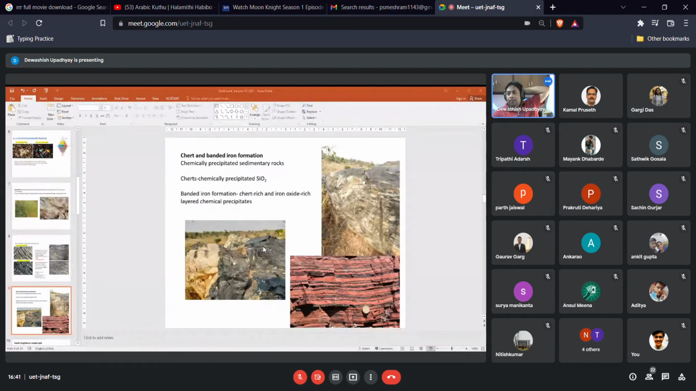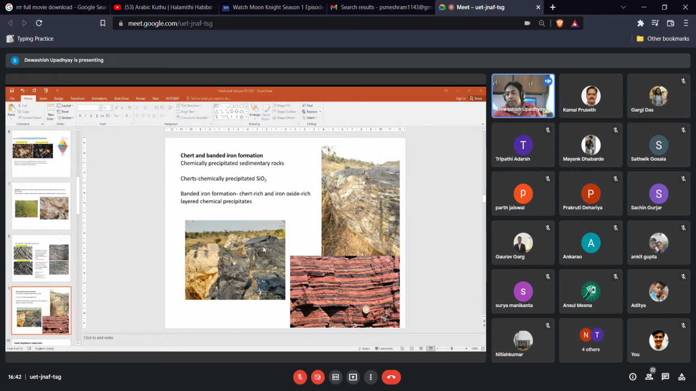And when this banded iron formation weathers away, when you have weathering in a tropical environment like you have in eastern India, what happens is the SiO2, the chert-rich bands, dissolve away, and you are left with the iron-rich bands. And these iron-rich bands form laterite cappings on top of these rocks. And these cappings constitute the most important source of iron ore in most parts of India.